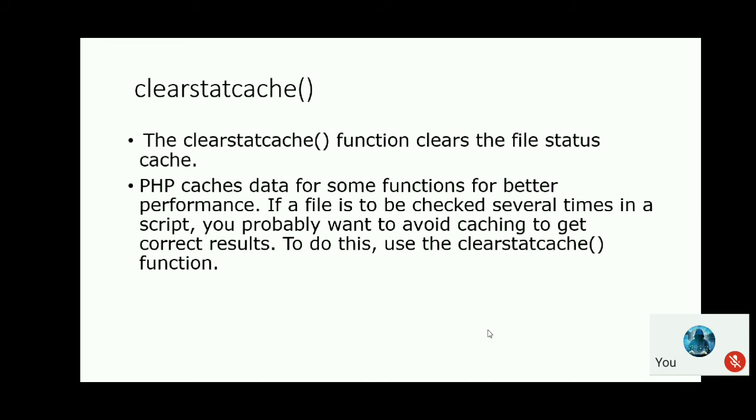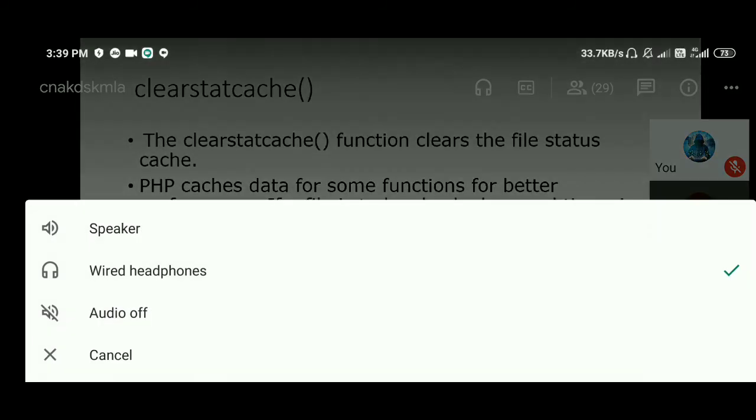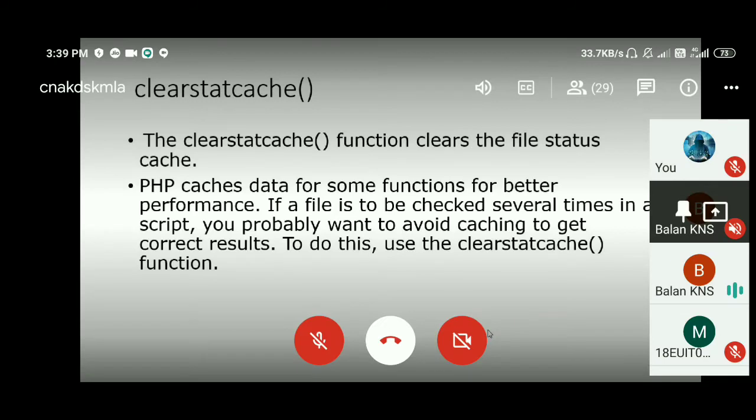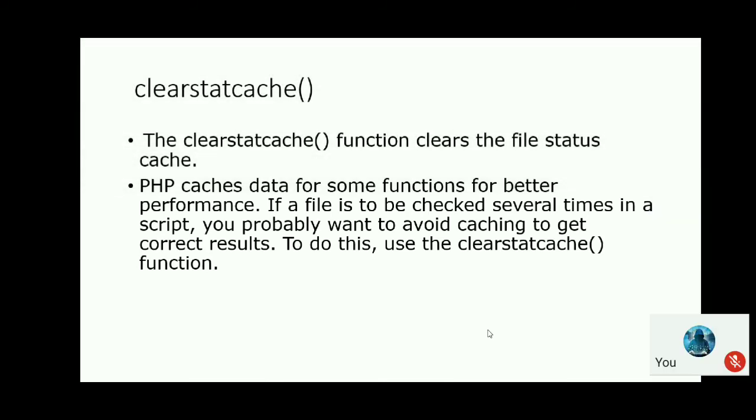Cache is called volatile memory. So when you switch off your system, the cache will automatically be erased. Cache is used to store previous content that you have accessed. Now what I'm going to do here is clear the cache and verify whether it is getting updated in the file or not. PHP caches the results of some functions and gives better performance.